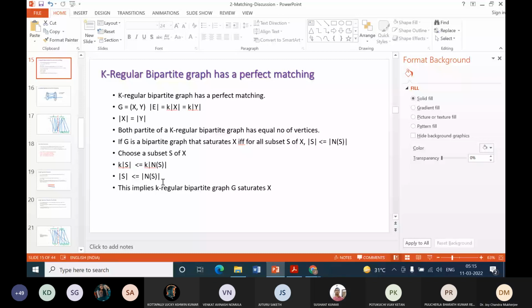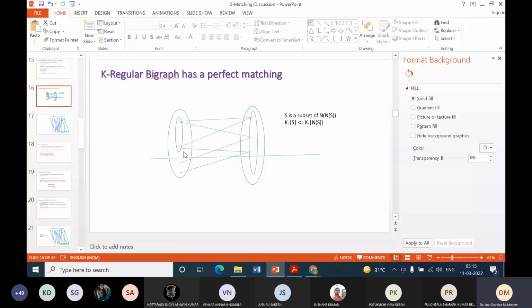Correct. So the models will not have as many neighbors as there are edges, because, suppose this is my S, and suppose this edge is not there, and suppose this edge also is not there. Okay, so this is my S. It is a regular bipartite graph, right?